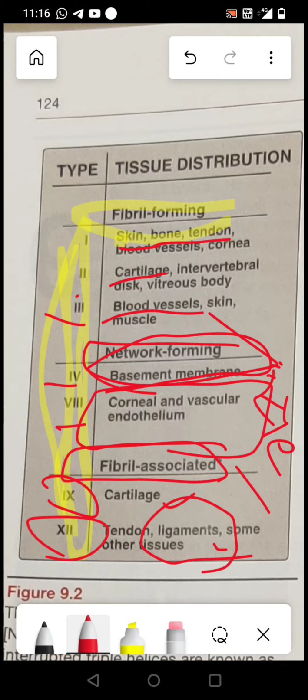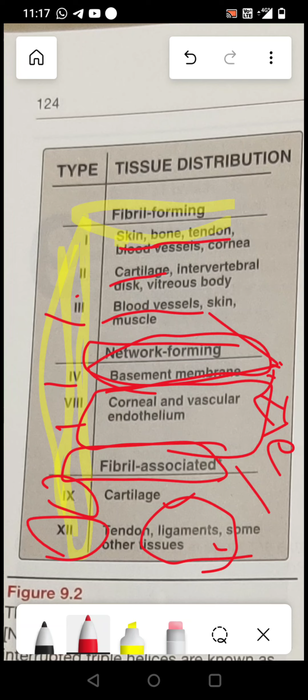So you just need to remember 1, 2, 3, 9, 12. 1, 2, 3, 3 into 3, 9. 9 plus 3, 12. So these are all fibril forming, whereas 4 and 8, your even numbers, are always network forming. Right. Simple way by which we figured out how to remember these things.